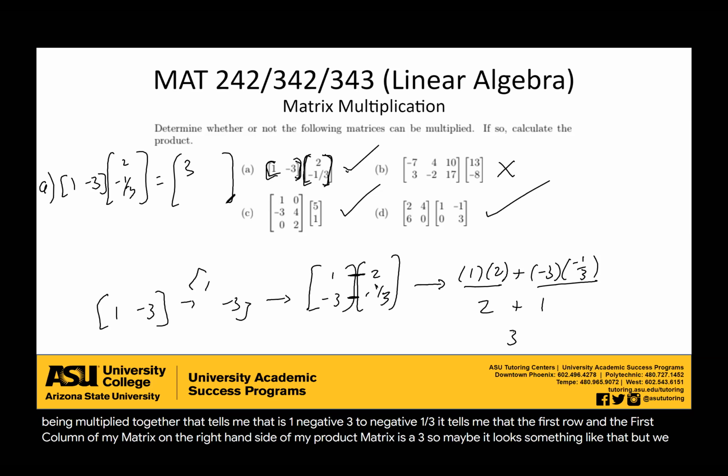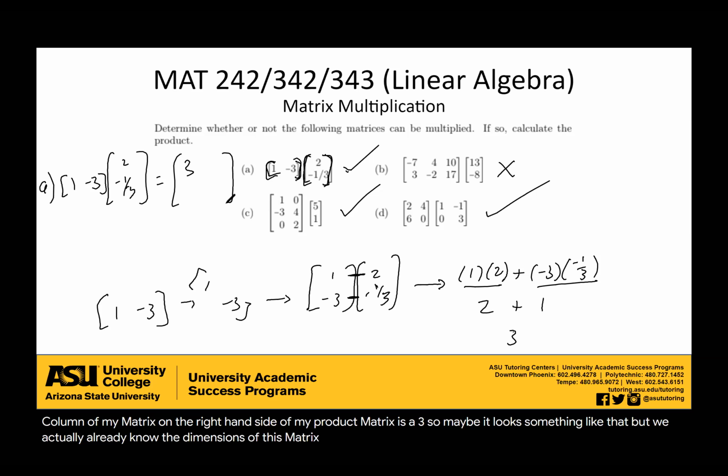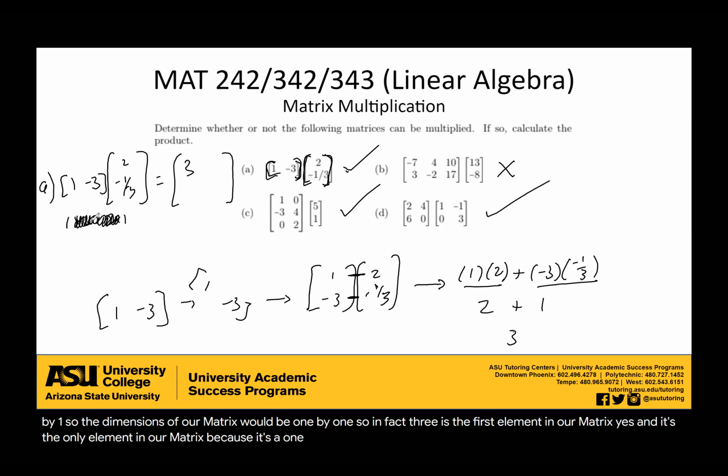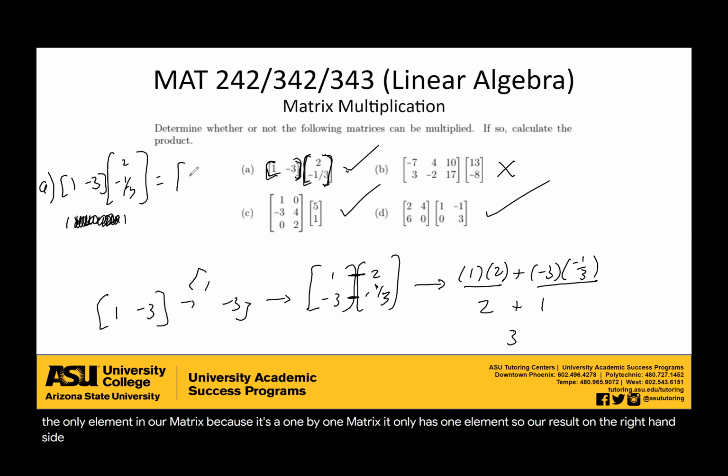But we actually already know the dimensions of this matrix, right? As we mentioned earlier, this was a 1 by 2 times a 2 by 1. So the dimensions of our matrix would be 1 by 1. So in fact, 3 is the first element in our matrix, and it's the only element in our matrix, because it's a 1 by 1 matrix. It only has one element. So our result on the right-hand side would just look like that. It's a 1 by 1 matrix. You get 3 out of it.